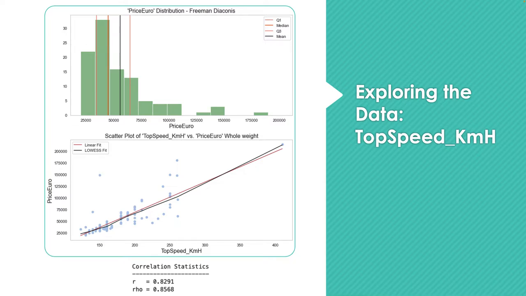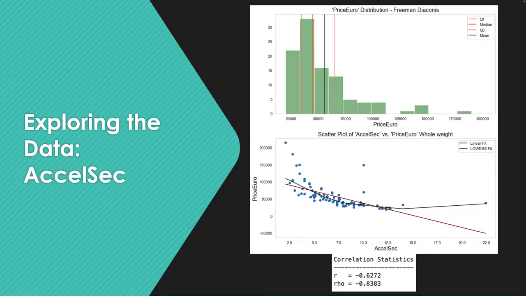We can look at some of the variables that had the highest correlation with price, top speed being one of the strongest. It has a very strong linear relationship, since the R squared and adjusted R squared were very similar and both above 0.8. Next is acceleration, which had a stronger nonlinear relationship than a linear one, though fairly strong association between price and acceleration here.